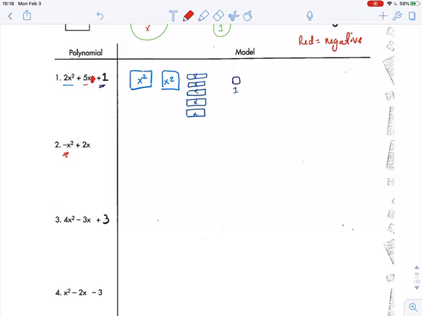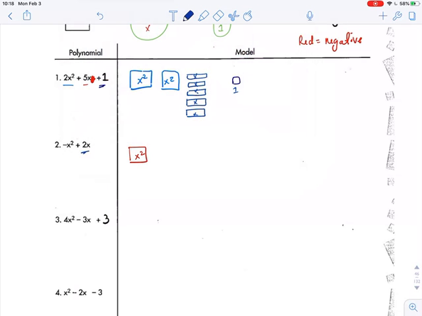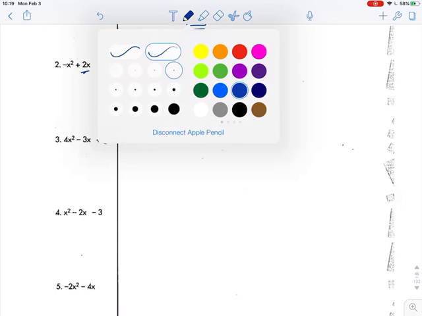Okay. The next one starts off as a negative, so I'm going to draw the same thing, x squared, but now it's red. Okay. And then I have 2x's, 1, 2. All right. So there's 2x's, 1, 2. And it should be fairly easy. I'm just going to do one more with you guys, and then I'll let you guys finish off this page.